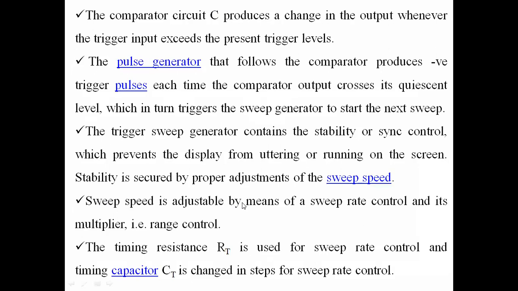The sweep speed is adjustable by means of the sweep rate control, and it is a multiplier. So this is the range control.